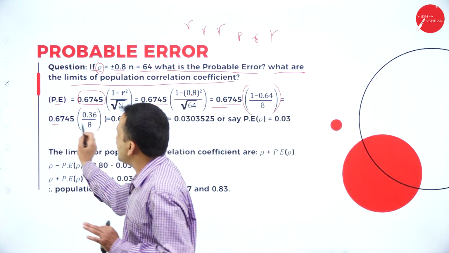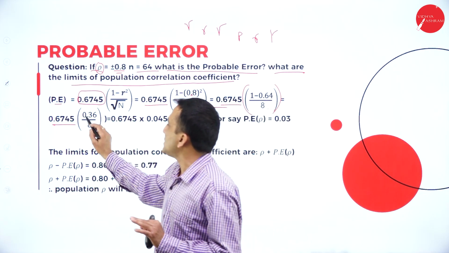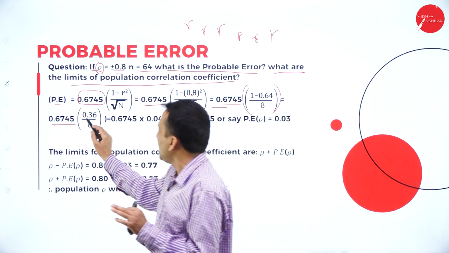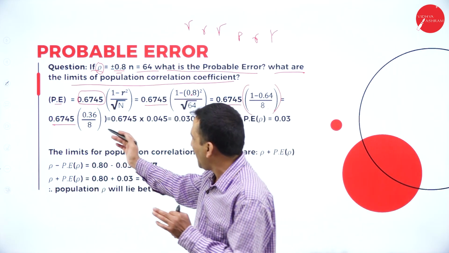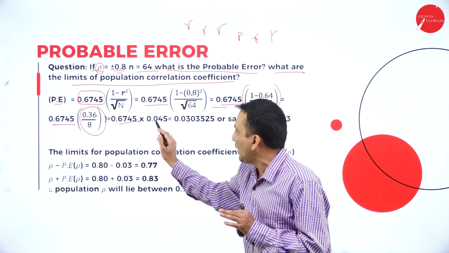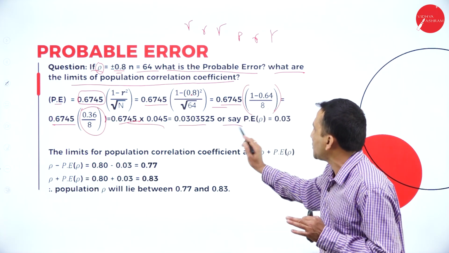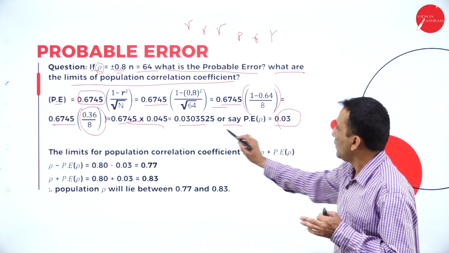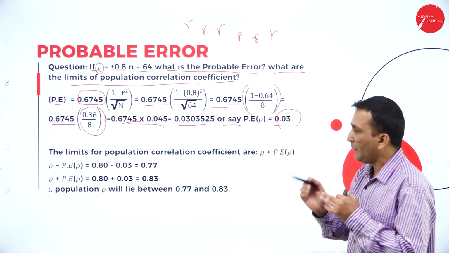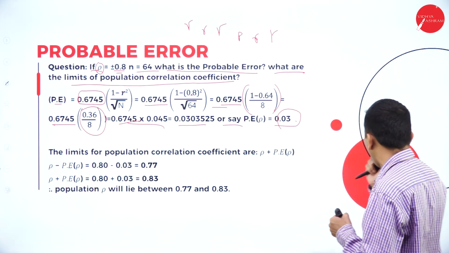So I am writing 0.6745 as it is. If you subtract 0.64 from 1, you get 0.36, divided by 8. Again I simplify this: if you divide, you get 0.045. Then just multiply, and you get an approximate value, which you can also consider, about 0.03. If it is 0.0356, I can round it to 0.04 for a round figure value.